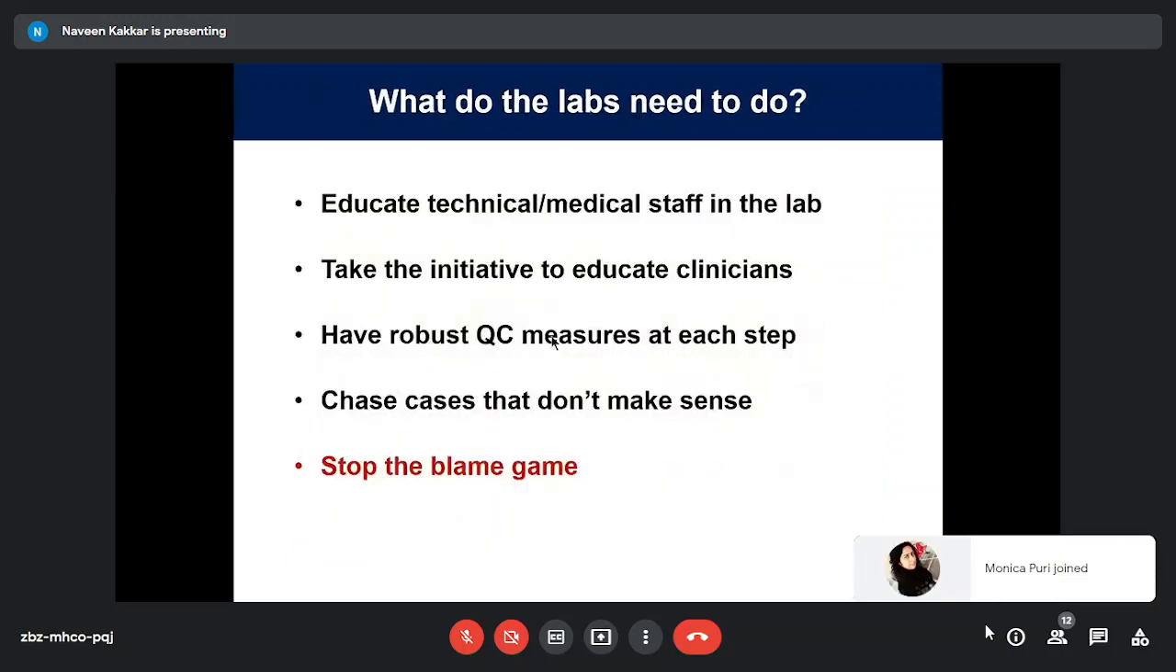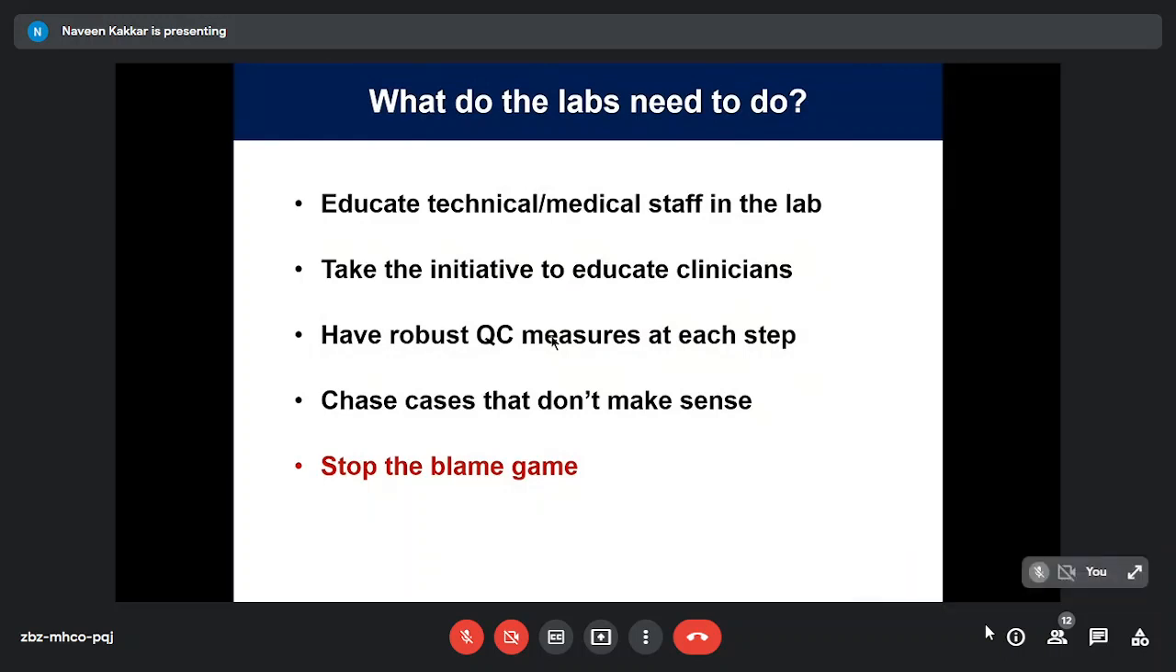So what do the labs need to do? We need to educate our technical and medical staff in the lab. We have to take the initiative to educate clinicians who are really, really busy. We must have robust QC measures at each step so that if you get an interference, it should not be that your machine was faulty. The machine has to be working well. Then let it give you a faulty result.